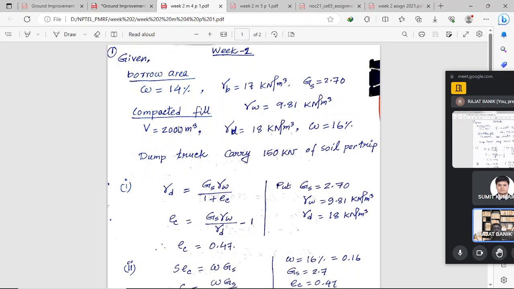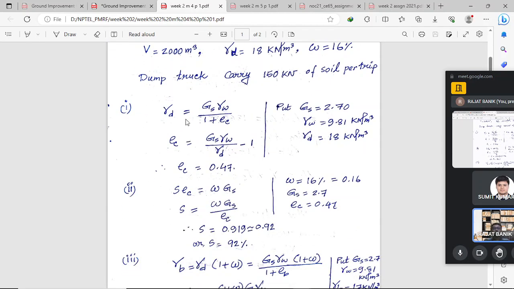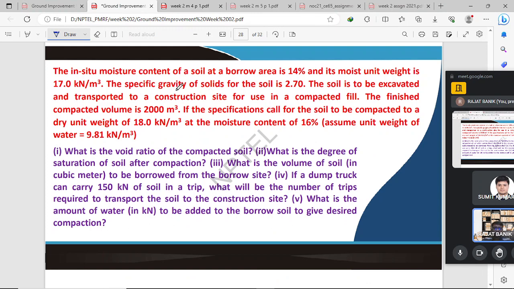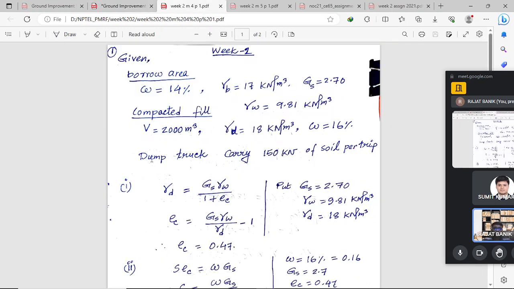To solve the first question, we know that the dry unit weight, that is gamma d, is equal to Gs gamma W by 1 plus e. Here Gs is the specific gravity of the soil, which is given as 2.7. Gamma W is the unit weight of water, 9.81 kilonewton per meter cube, and we have to find e.